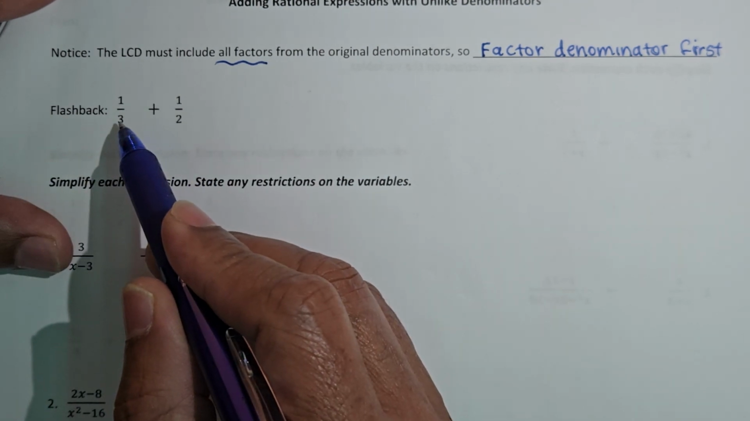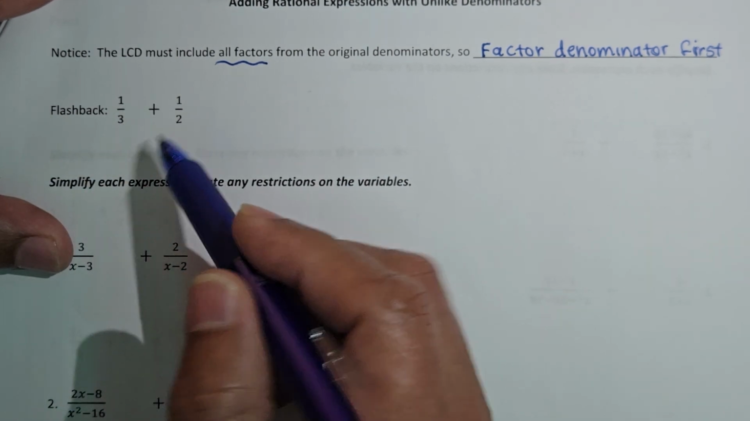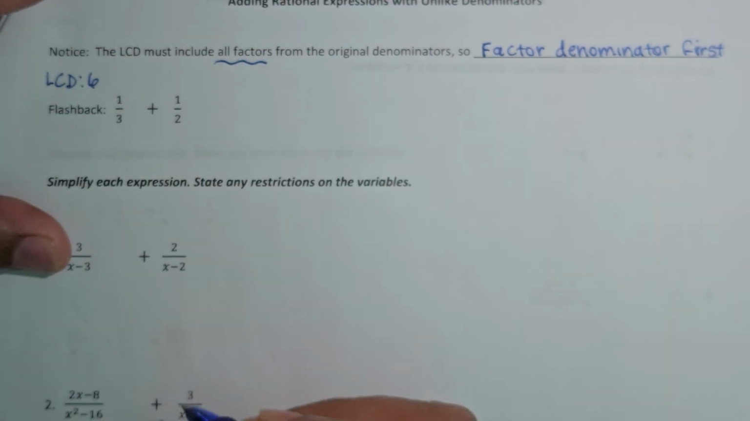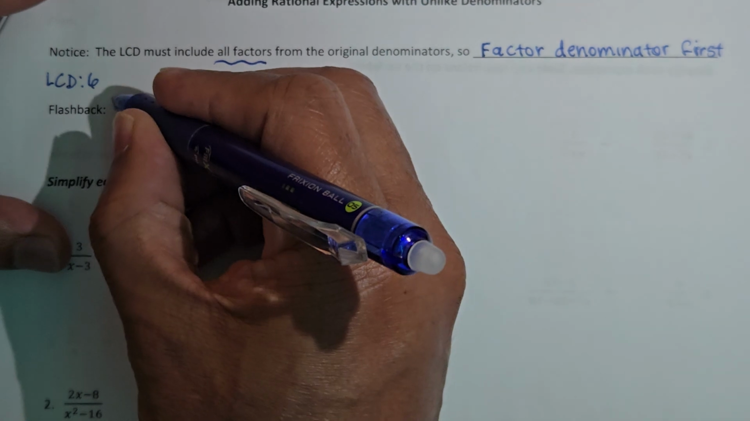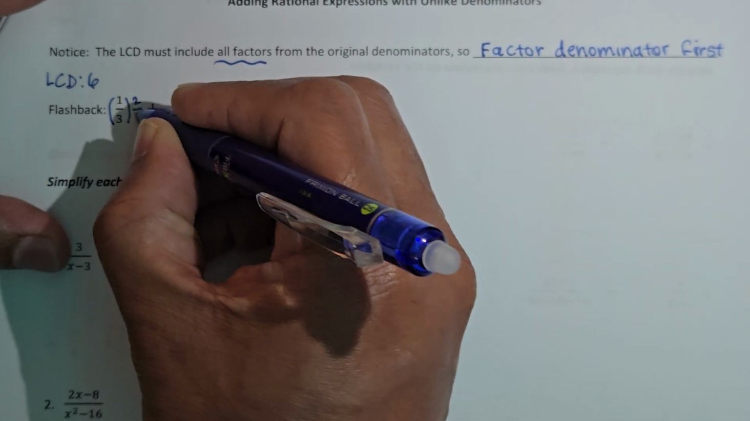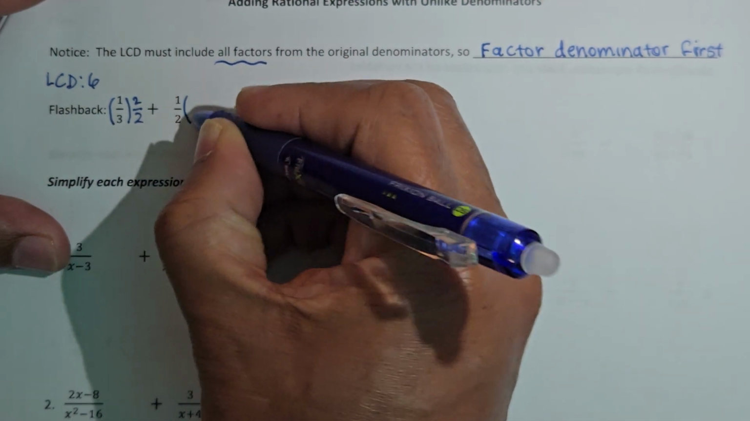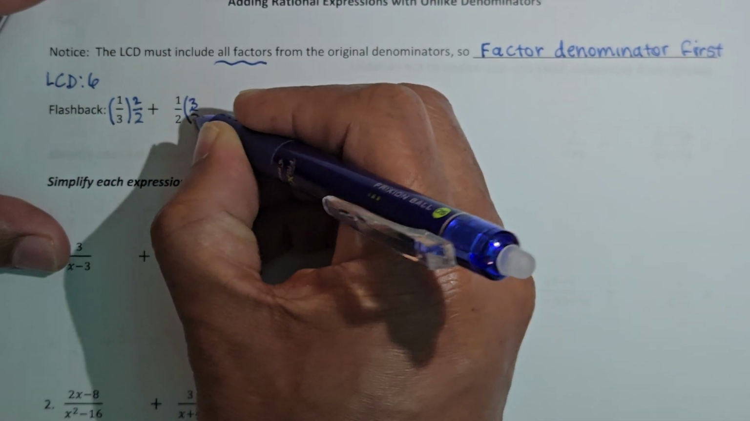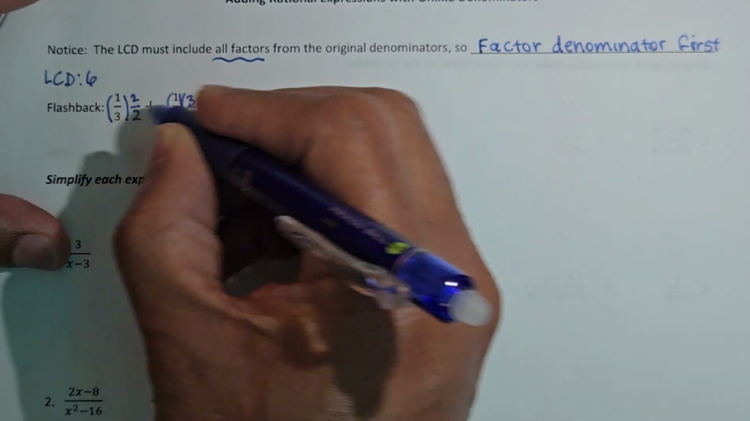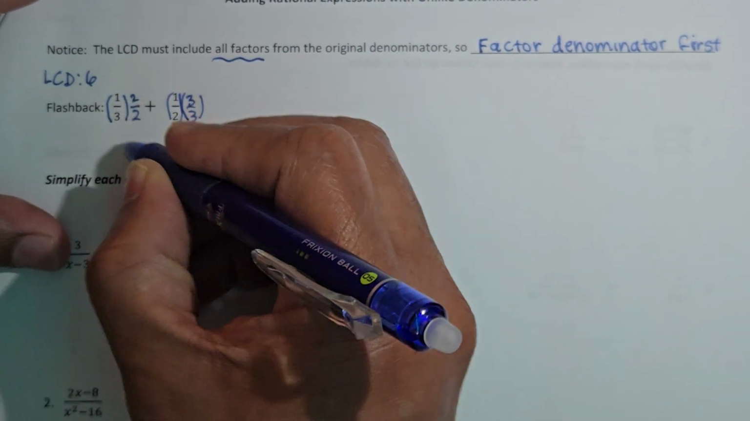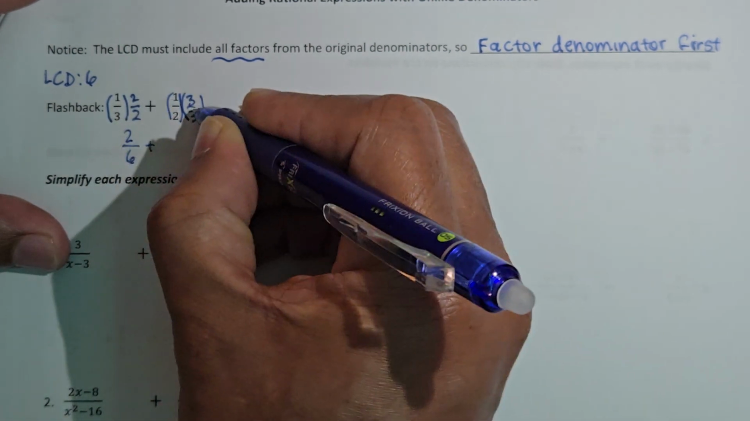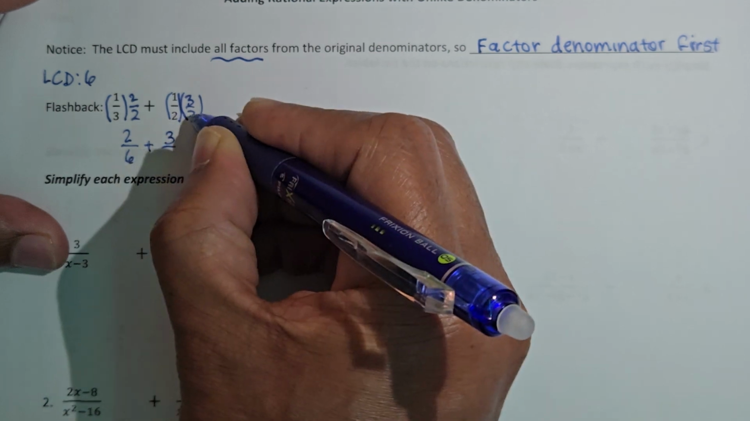The LCD in this case you get by multiplying 3 times 2, which means the LCD is equal to 6. So that tells you that you must multiply 1 over 3 by 2 over 2, and this one you multiply by 3 over 3. Once you do that, you end up with 1 times 2, that gives you a 2, and 3 times 2 gives you a 6, plus 1 times 3, that's 3, and 2 times 3 is 6.